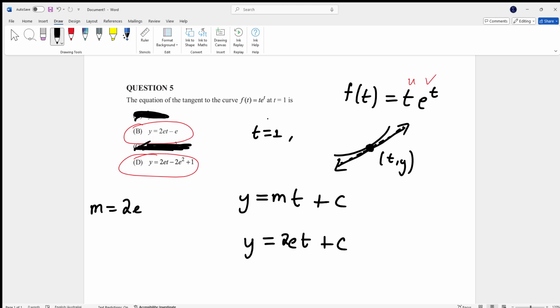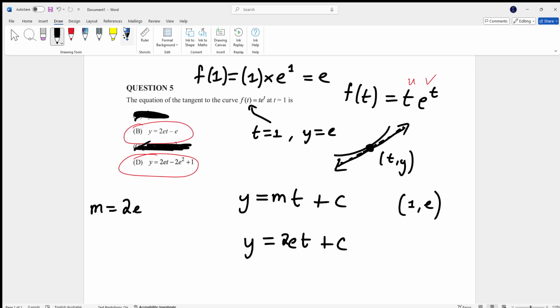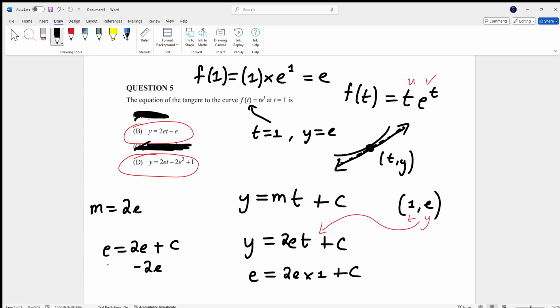To work out the y coordinate, you just chuck t equals 1 into the original. So here, f of 1 will be 1 times by e to the 1, which just gives you e. So the coordinate is 1, e. You then plug that into here to work out the c value, because that is your t value, that is your y value. You can replace them there. So if you do that, replacing the y with e, you have e equals 2e times by the t value, which is 1, plus c. So eventually you've got e equals 2e plus c. I want to get the c by itself, so I've got to subtract both sides by 2e. e minus 2e is negative e, which is c.